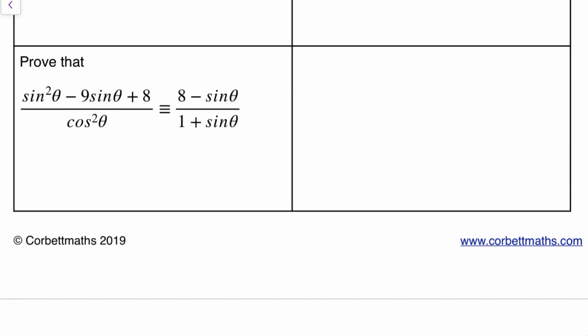Next question. Prove that. Okay. Now, this is one of those questions where sometimes you kind of just have to go for it and see what's going to happen. And I will say sometimes in these questions you can go for it the wrong way and you get stuck in a bit of a mess. However, I think I know what's going to happen here. Let me show you what I mean.